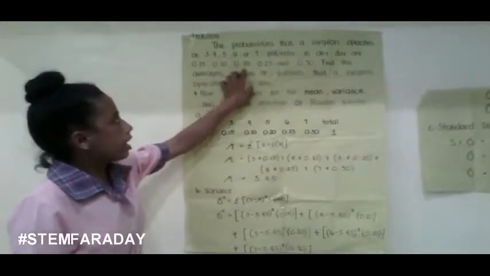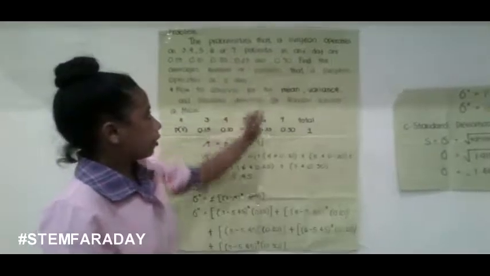Present our report. It talks about how to compute the mean, variance, and standard deviation of the random variable. And our problem is the probabilities that a circuit operates on 3, 4, 5, 6, or 7 equations in any way are 0.15, 0.10, 0.20, 0.25, and 0.30. Find out the best number of equations that a subject operates in a day.